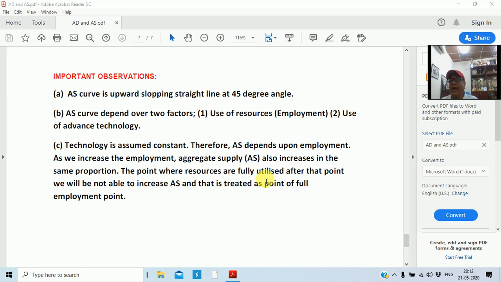Again, I am repeating: as you increase the aggregate supply by making use of resources, the day will come when no resources are left, or the resources available to you are fully utilized. When no resources are left, from where will you make the flow of goods and services? So what will happen? No change in aggregate supply. So what I am writing: the point where resources are fully utilized means all resources are used. After that point, we will not be able to increase aggregate supply.